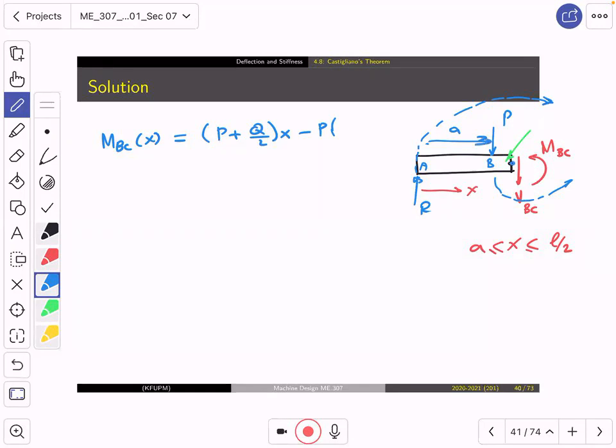Why? Because it is after the distance A. Since X starts from here, I always say any value X minus A. You understand that? So this is going to be X minus A, and then the whole thing will be equal to this. I will have QX over 2 plus PA.